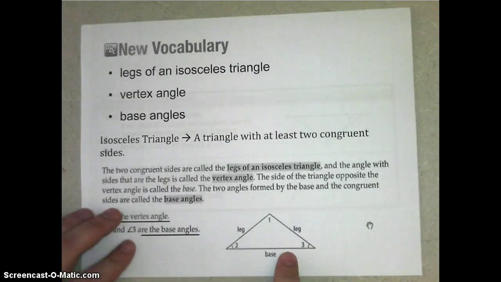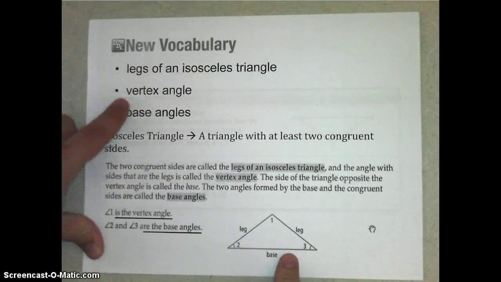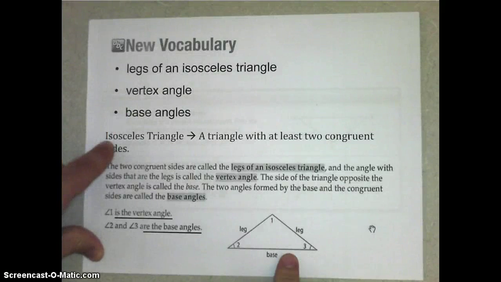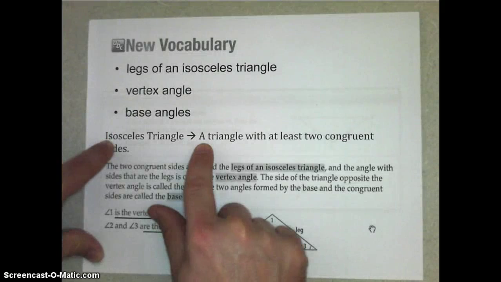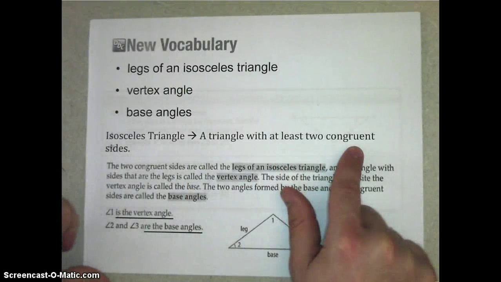So here's your new vocabulary. We talk in this lesson about what legs of an isosceles triangle are, what the vertex angle is, what the base angle is. But first, let's remember what an isosceles triangle is. Make sure this is written down in your notes. A triangle with at least two congruent sides is called isosceles.